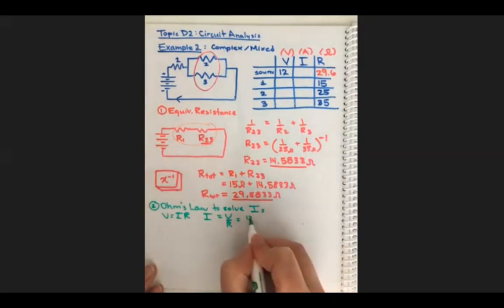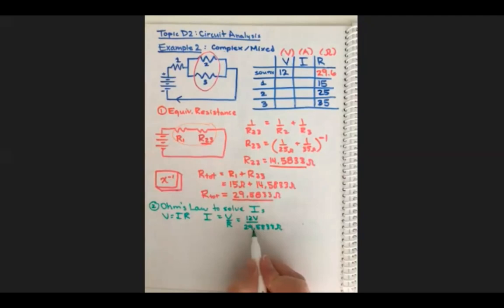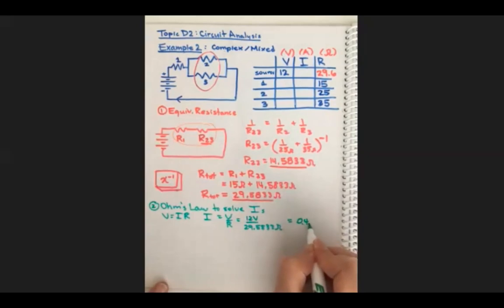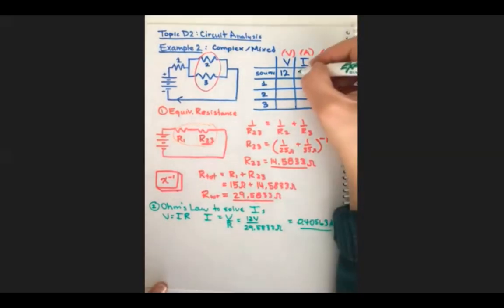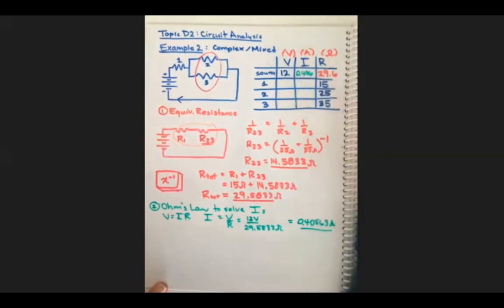Voltage is 12 volts. Resistance is 29.5833. You can just put 29.6 here, but you better use your answer button on your calculator. So when I use the answer button on my calculator, I get 0.40563 amps. So that number I'm going to round to 3 sig figs for the purpose of the table. But I'm going to keep the full answer just in case I need to carry it forward.